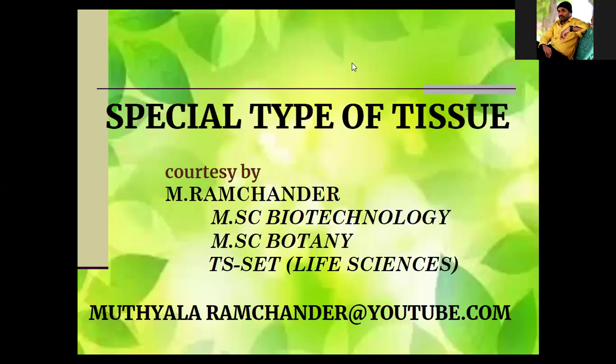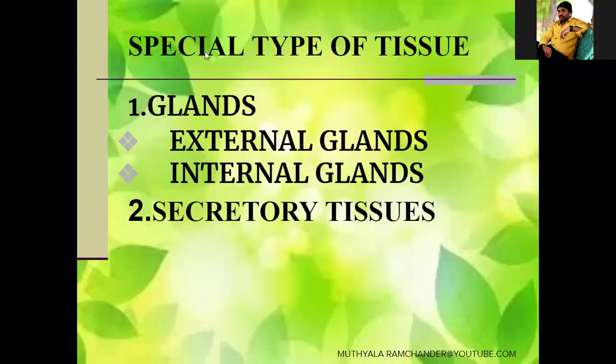Special types of tissues in plants. There are two types: one is glands and the second is secretory tissues. Glands are of two types based on their position in the plant: external glands and internal glands.